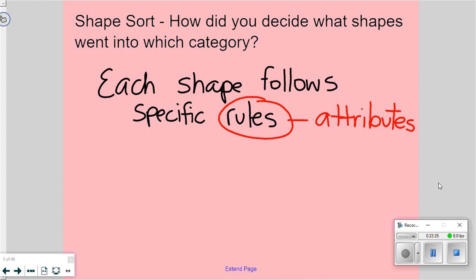Underneath this, draw a triangle. One of the very first shapes you learned. What would be the attributes or rules to be a triangle? It's got very specific rules. What are those rules?